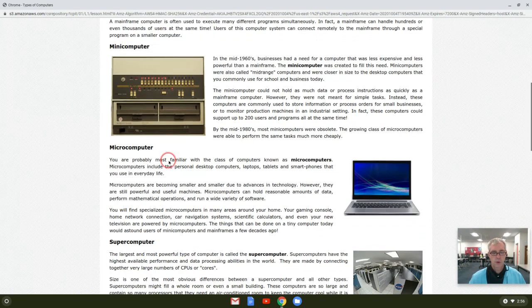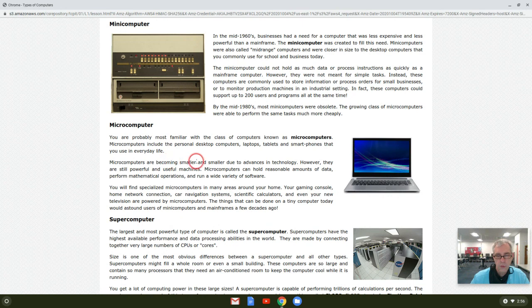Now it's the microcomputer. Read carefully on this. Microcomputer, what does that include? Right here. Microcomputers include the personal desktop, laptops, tablets, smartphones. You could even include smart watches in this. All of these are microcomputers, the very thing that you set down on a daily basis. That's what you're using.